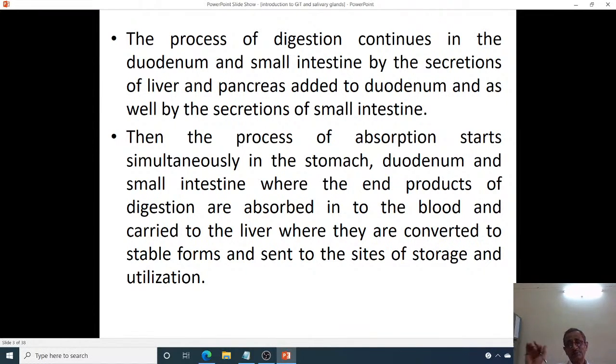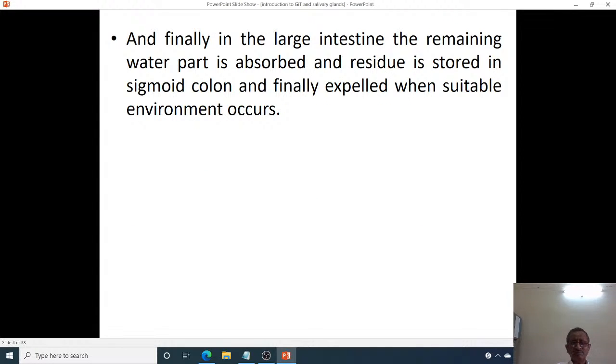Whereas at the same time absorption also takes place. The absorption starts in the stomach. In the stomach, a few medicines and water are absorbed, whereas as we go down in the duodenum and small intestine, the digested food materials are absorbed into the blood, and they are carried to the liver where they are converted into stable form and sent to the sites of storage and utilization.